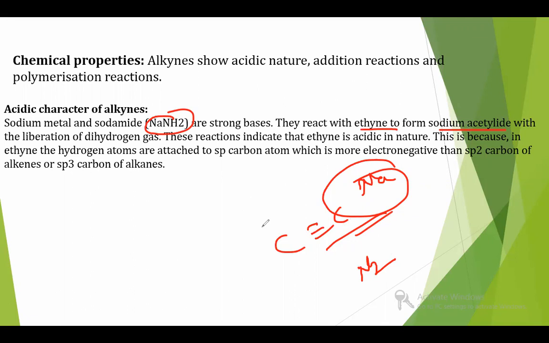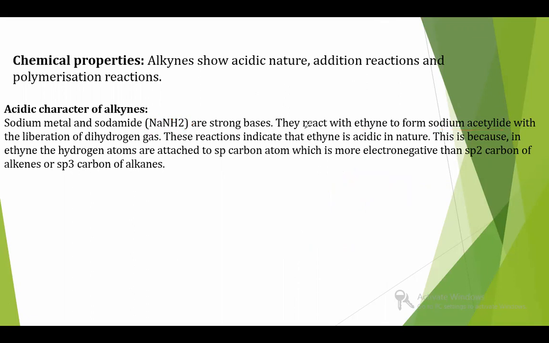So these strong bases, sodium and sodamide, react with ethyne to form sodium acetylide with the liberation of dihydrogen gas, H2. In the case of the third carbon onwards, hydrogen combines with nitrogen and is liberated as NH3. NH3 gas will be liberated in propyne.